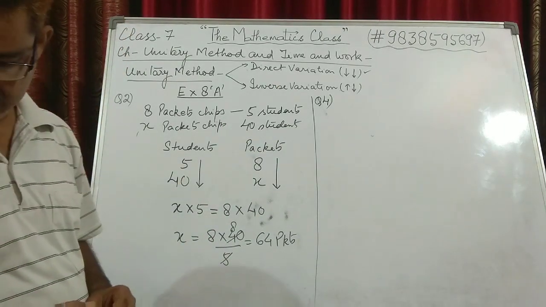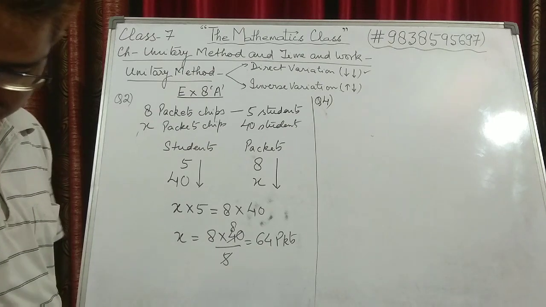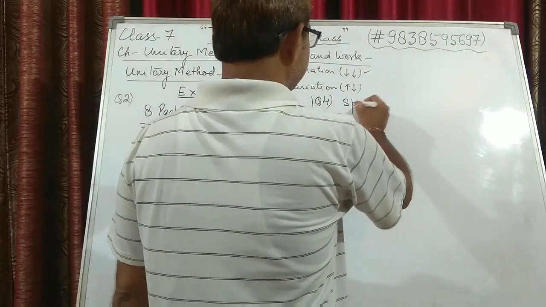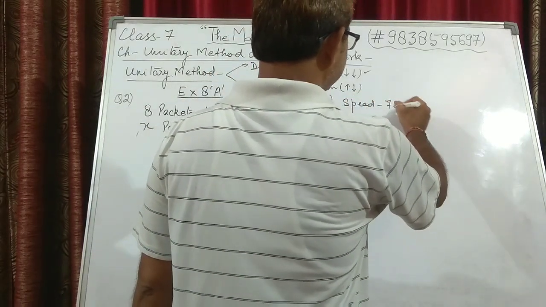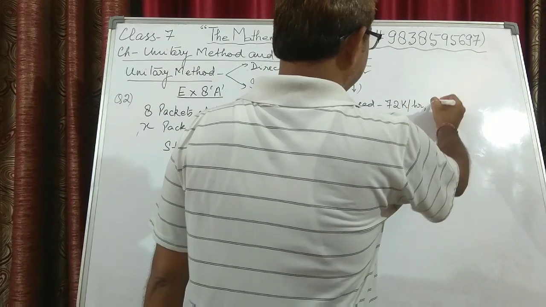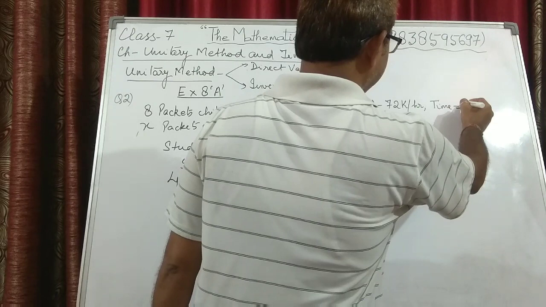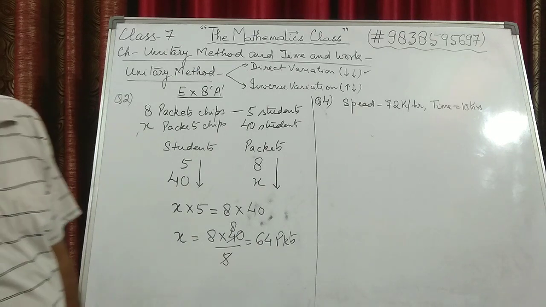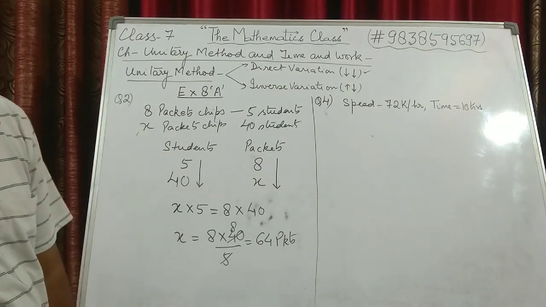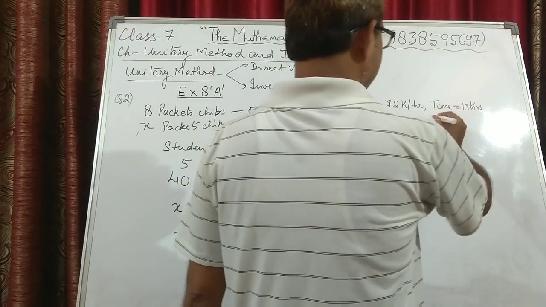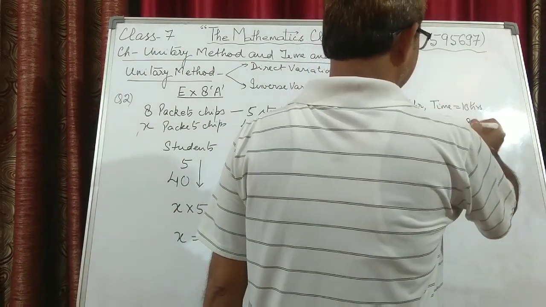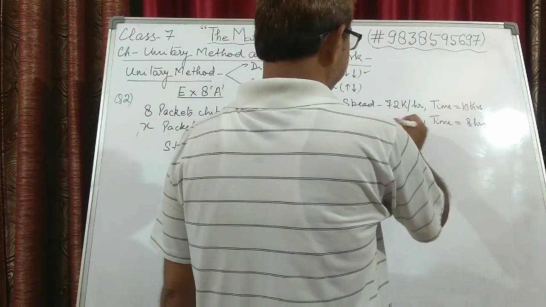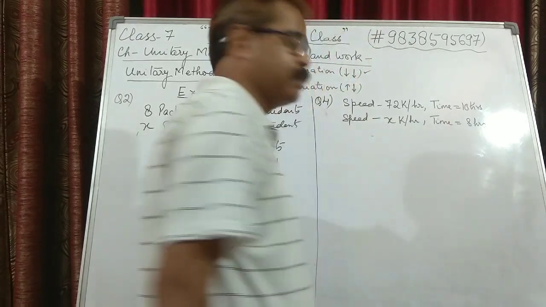What is the question? A person at the speed of 72 km per hour travels by car from Delhi to Chandigarh in 10 hours. So speed is given: 72 kilometers per hour, and time is given: 10 hours. Then they ask what should be the average speed so that the person can complete the journey in 8 hours. Time is given as 8 hours. You have to find the speed. So let us say that the speed should be x kilometers per hour.